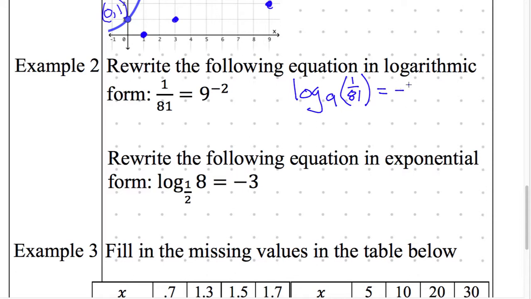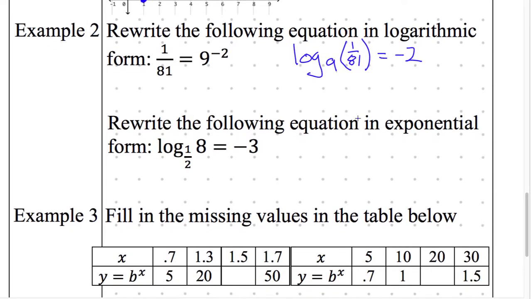equals negative 2. There it is. So you're turning the exponential form to the log form. You should be able to go backwards and forwards by the end of the lesson, by the end of the homework. That's the reason that I assign homework, so that you get to practice with this idea. That's the answer, that's log form.